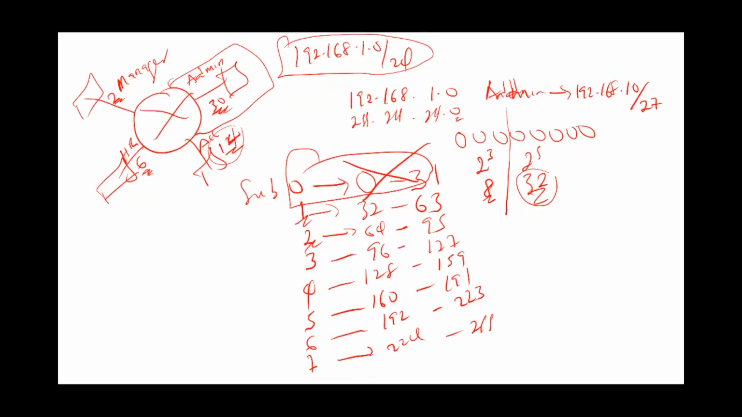Managers are in need of 2 IP addresses. If we give 32, we'll be wasting 30. So is there a way we can deal with this and not waste any IP address? That is why we are here today in this class.